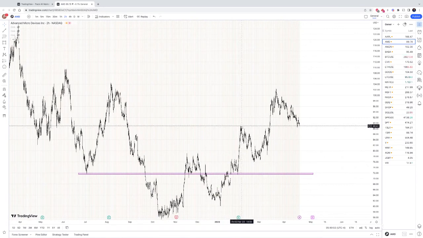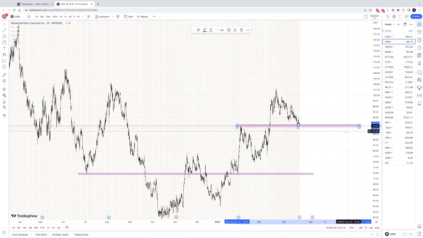So this area right here, 88, 89, you see that it was proved as a resistance area before. So we have that marked out here, and also this area here. It did prove as resistance. It also proved as support down here back in May 2022. So what you want to do is take your rectangle and mark certain area here.